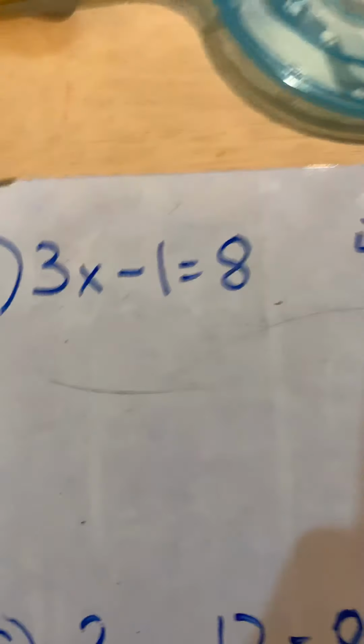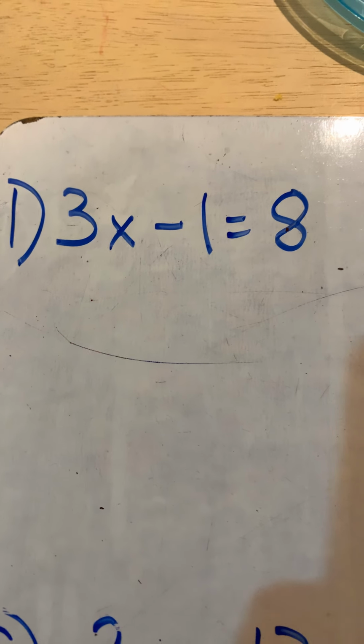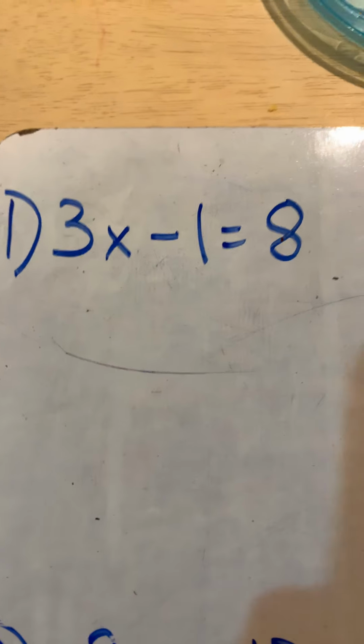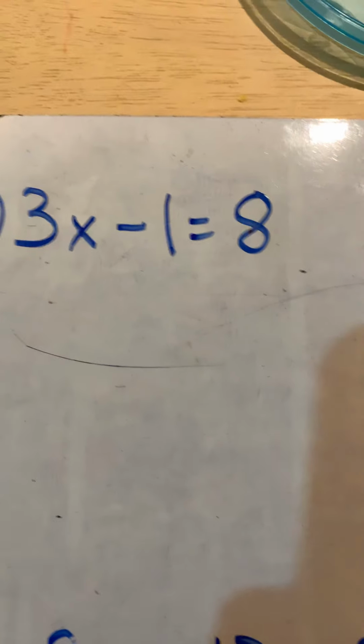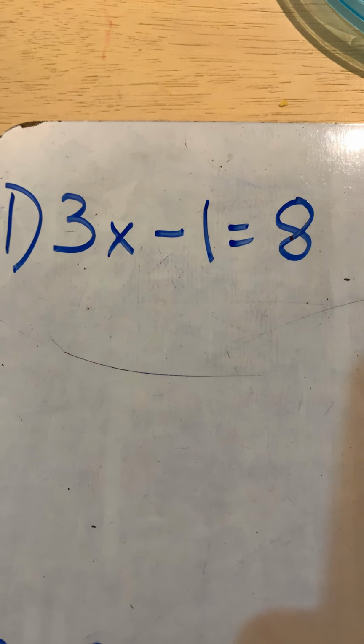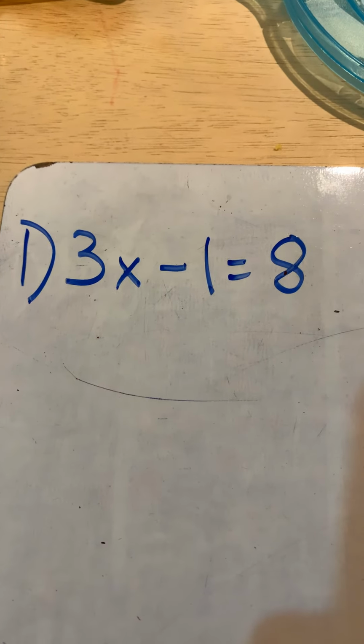Here's my whiteboard. 3x minus 1 equals 8. So that means 3 multiplied by some unknown number x, minus 1, equals 8. The goal is to figure out the value of x and to get the x by itself. Now, to do this, we're going to do the opposite of order of operations. That means we're going to do everything the opposite we would do from order of operations.